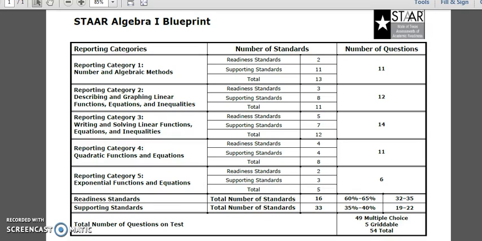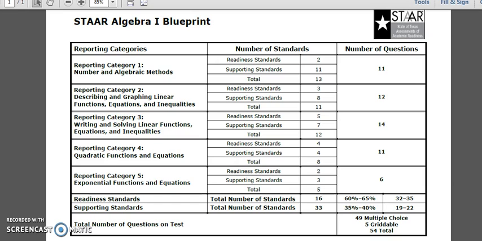Hi everyone, this is Alicia, and I wanted to talk to you today about a document that the coaches and I have been working on. This document is being created because we were asked by teachers recently, what exactly can we expect our students to be responsible for on the STAAR for Algebra 1?